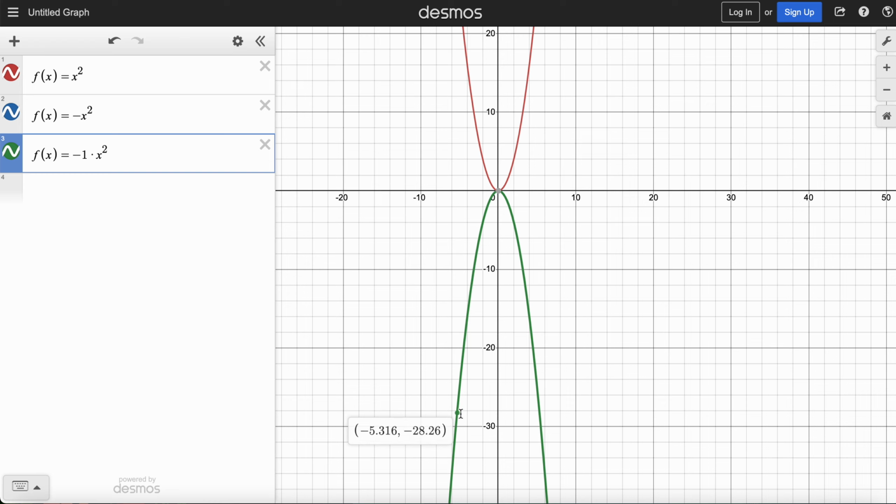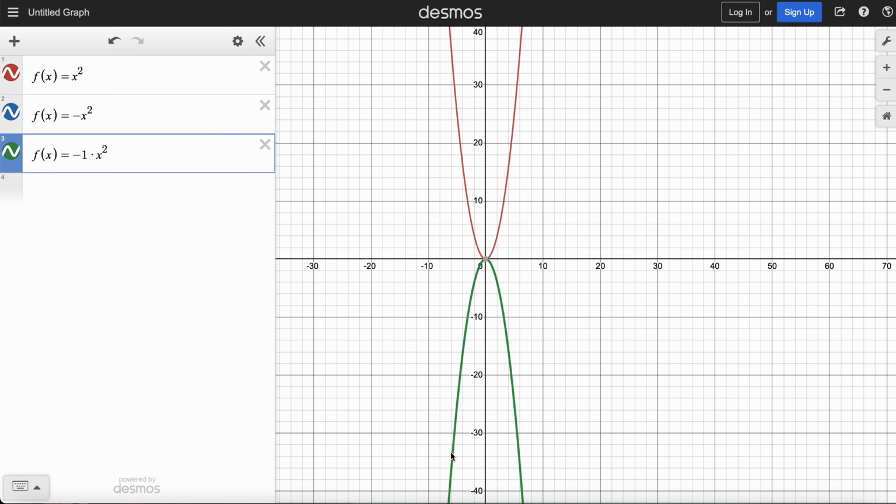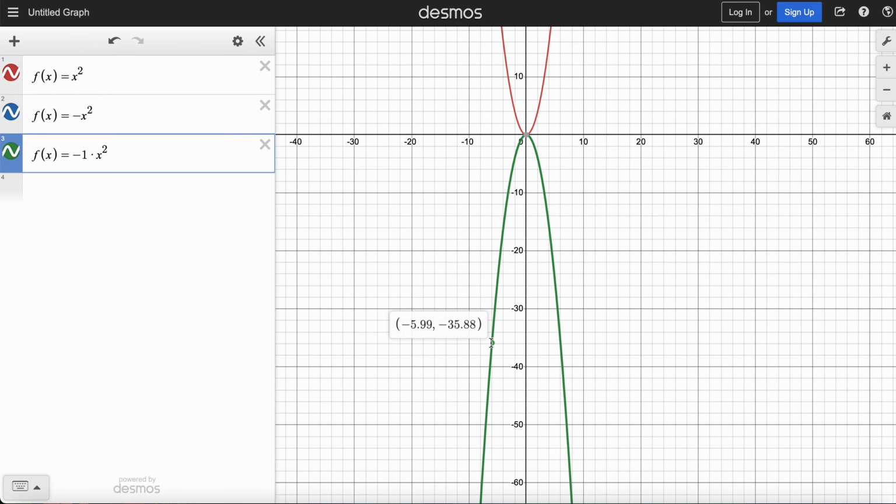So again, we're going to do the -6. Let's go down a little bit more. -6 is -36. And that's the same thing no matter which function you're looking at. -6 is going to come out with -36 right there.